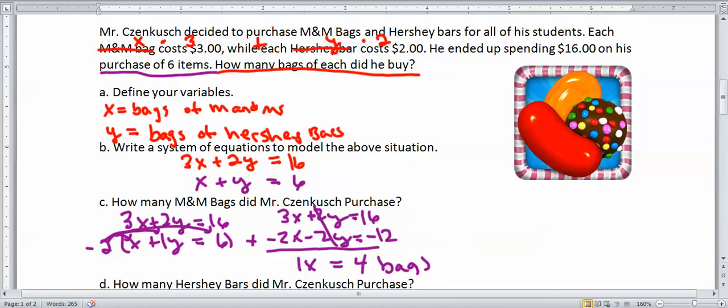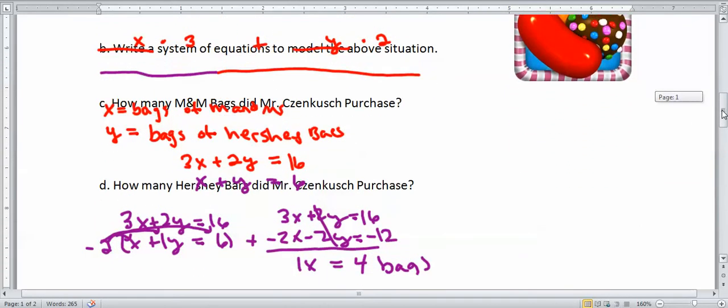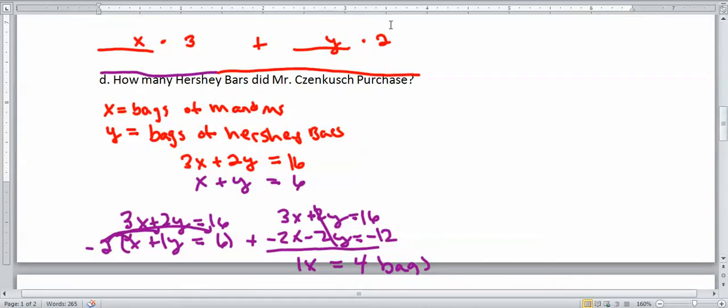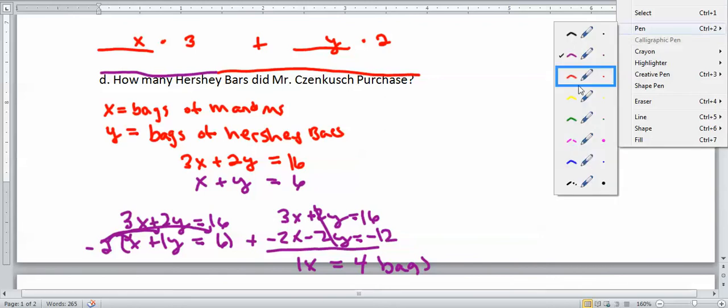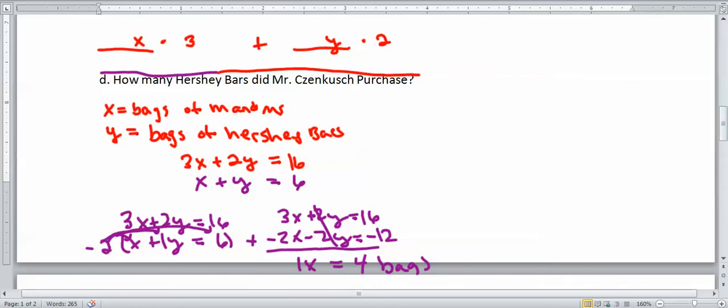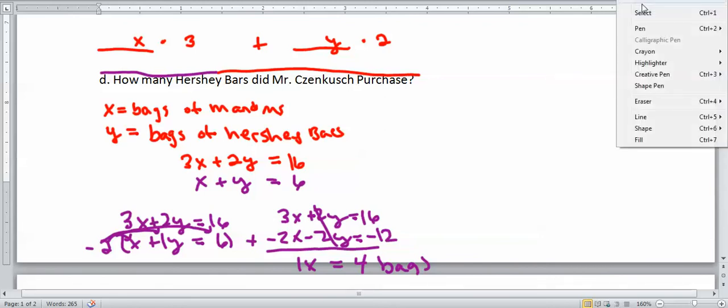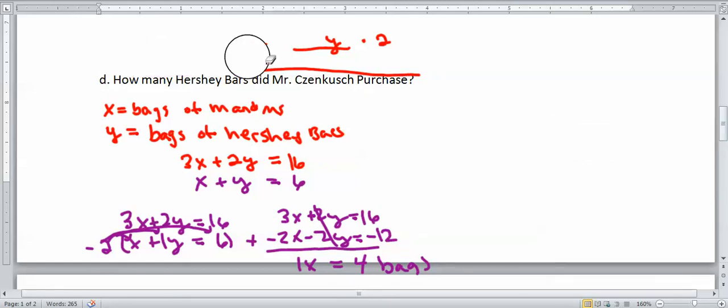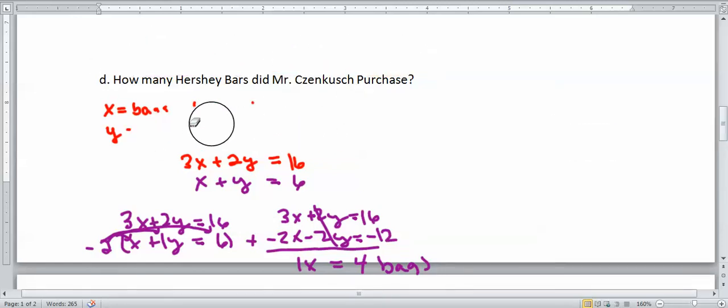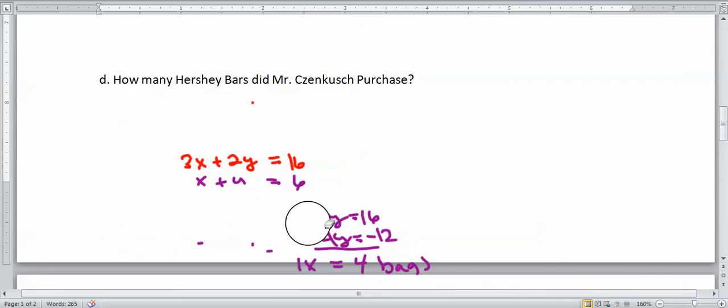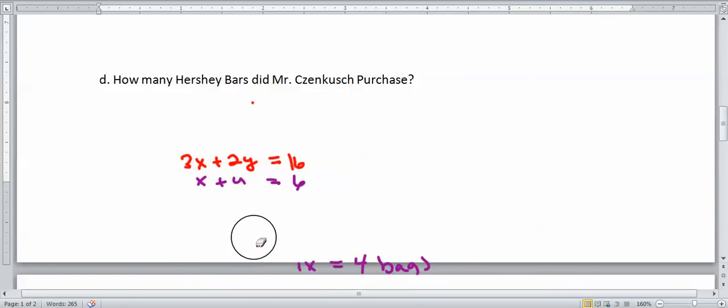Okay, so now that I've got my 4 bags of M&Ms, the last thing it's going to ask me is how many Hershey bars did I purchase? Well, I can keep all of this same work, and I'm only going to be using, however, the x, right? I'm going to take all this away, because I've already used all that, and in this part 2, I'm going to keep my x is equal to 4 bags, because that's what I need, right?